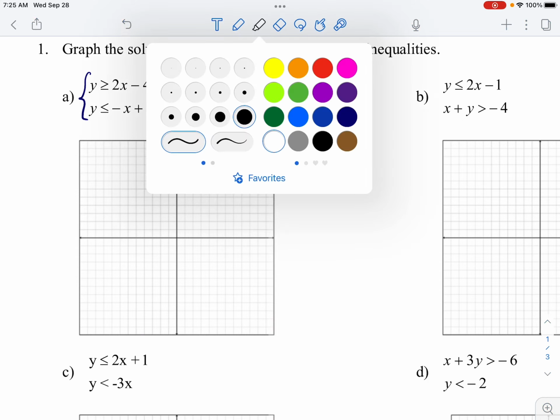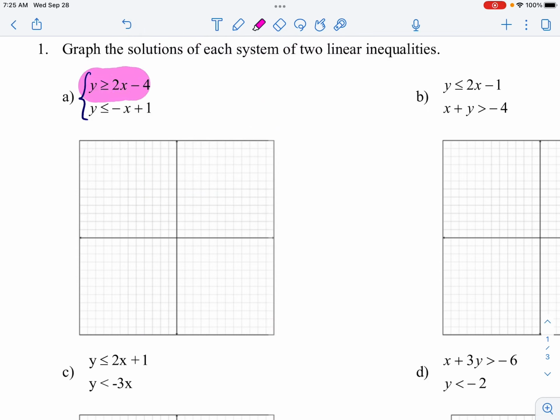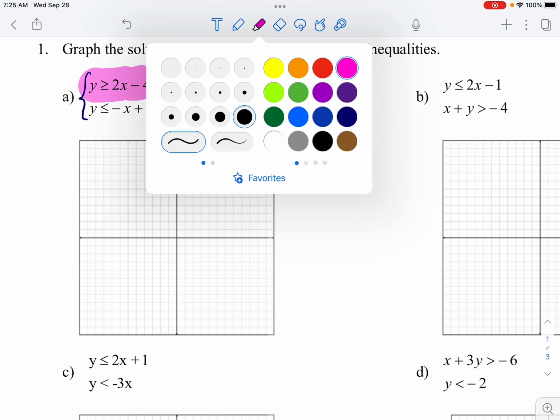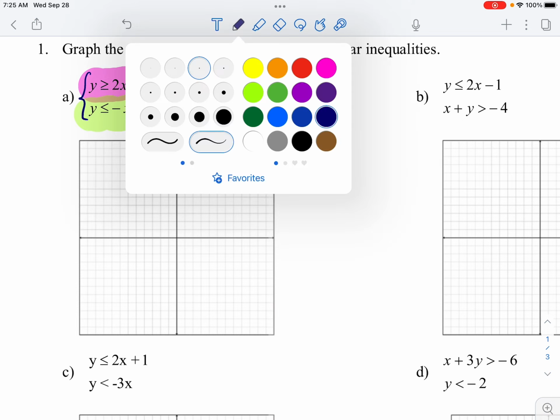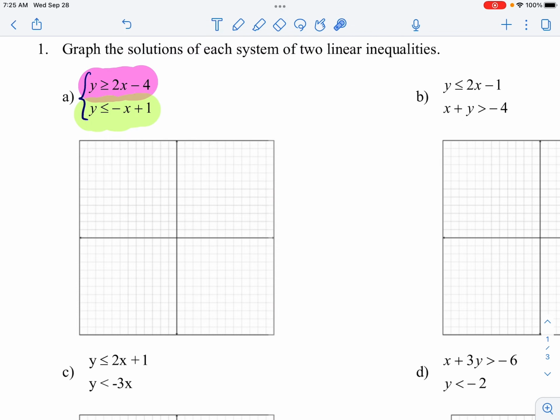So we're going to graph the first inequality first. Let me highlight this top one in pink, and the bottom one in green. All right, so I'll use my pink pen. I'm going to graph this top inequality first. What I do is I graph it just as if it were the line y equals 2x minus 4. So I'm going to graph that line. So y-intercept down 4. Slope is 2.